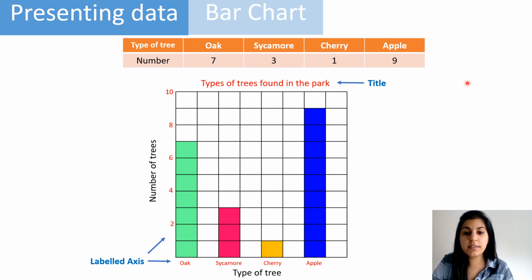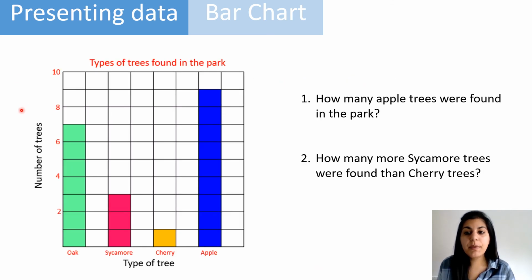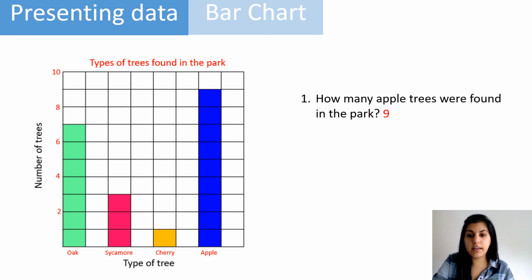Let's see if we can answer some questions using the data from our bar chart. Okay, how many apple trees were found in the park? So I need to go along my horizontal axis until I get to apple. I need to see how many squares are coloured in, go across, and I can see that there were 9 squares coloured in. So my answer should be 9.